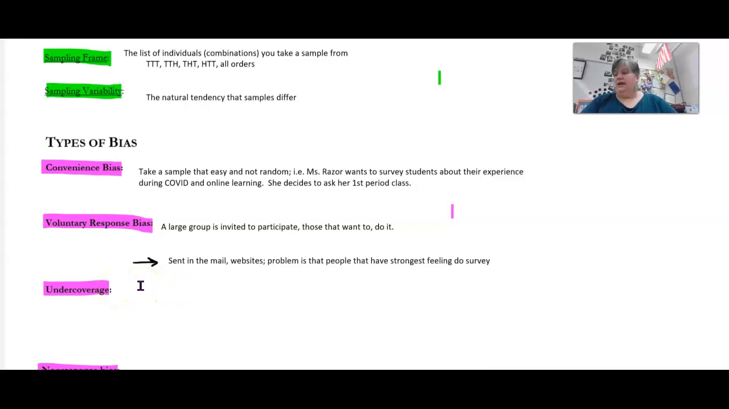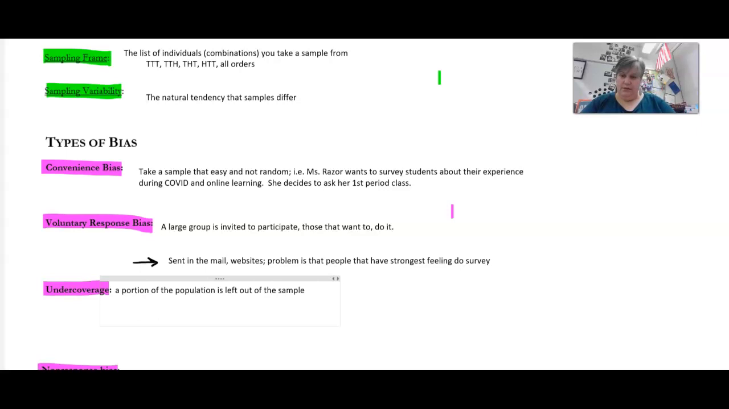Okay, and so now undercoverage is when a portion of the population is left out of the sample. So there's a group that is undercovered. They don't get covered. Okay, this happens a lot in phone surveys.